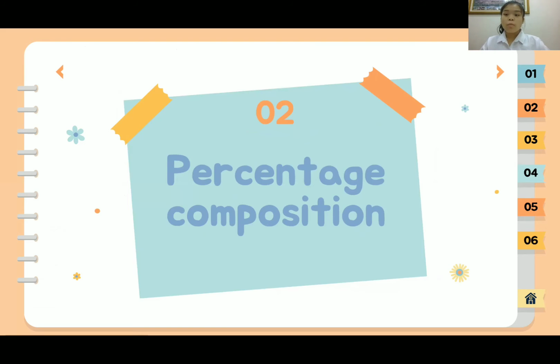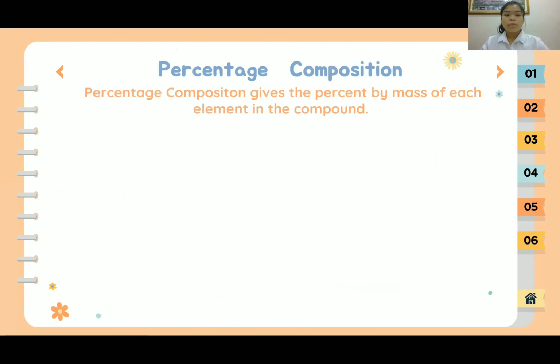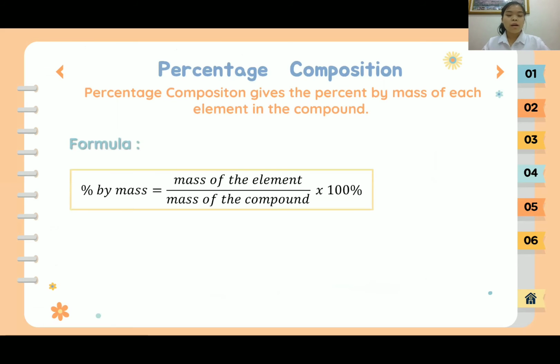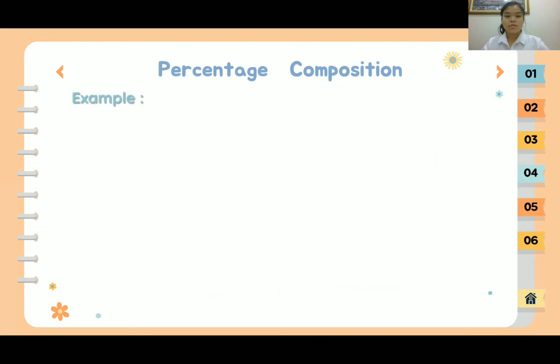Next is percentage composition. Percentage composition gives the percent by mass of each element in the compound. The formula for this is percent by mass equal mass of the element divided by mass of the compound times 100%. Because we already know the formula, let's proceed to the example.